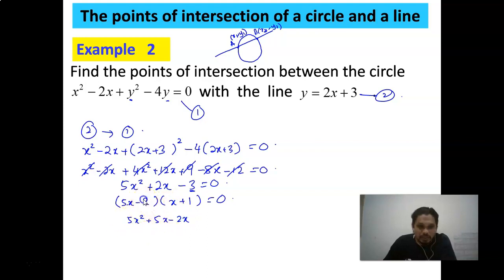Okay, it's supposed to be 3 here. Get it? 5x times x, 5x squared. 5x times 1 equals 5x. Negative 3 times x, minus 3x. And negative 3 times 1 equals negative 3. So 5x minus 3x, 2x. There you go. So 5x squared plus 2x minus 3.